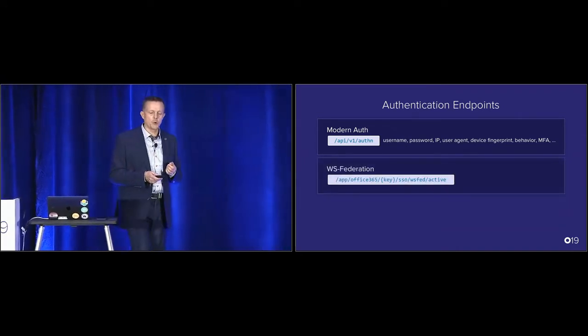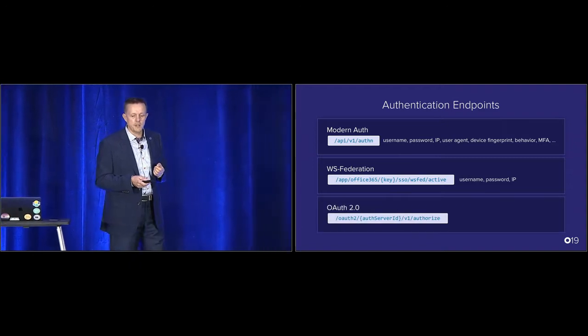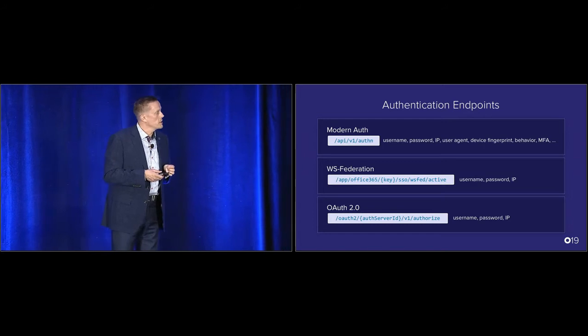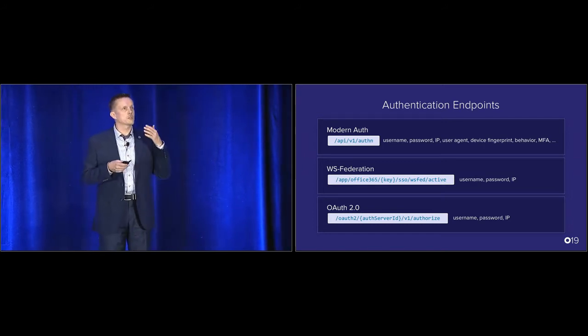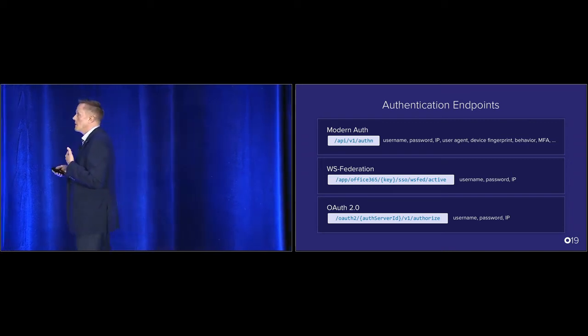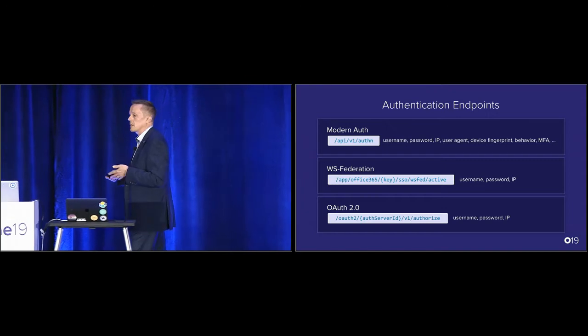We also have two other endpoints, WS-Fed and OAuth 2. The interesting thing here is the WS-Federation, because this is what's used when it's delegated authentication out of Office 365. Here all we get is username, password, and IP. This makes it harder to actually detect the attacks.